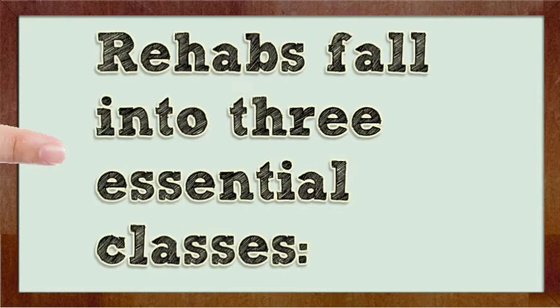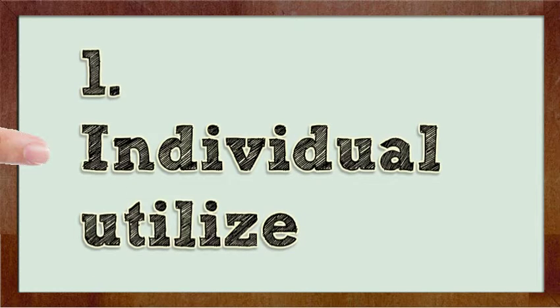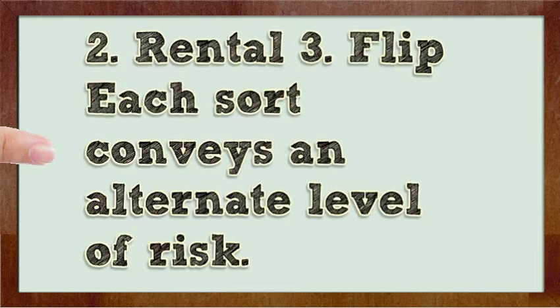RABs fall into three essential classes. 1. Individual use. 2. Rental. 3. Flip. Each sort conveys an alternate level of risk.